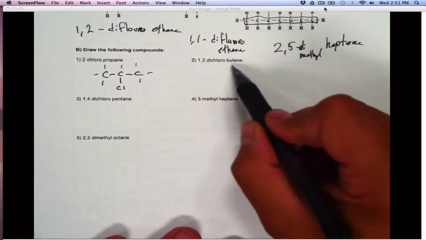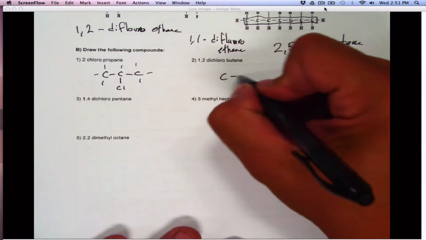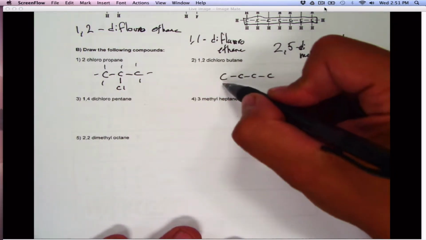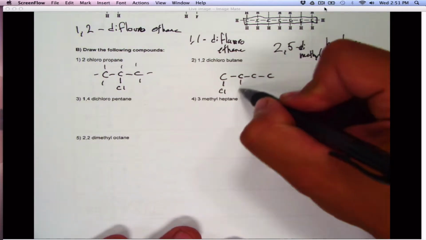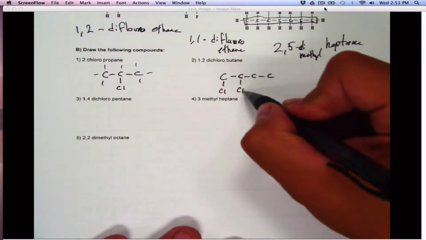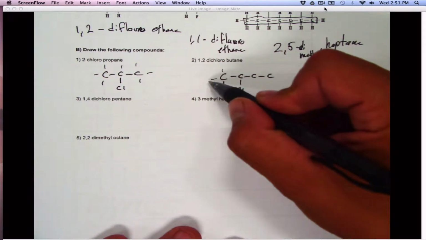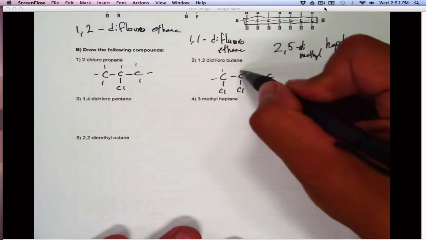A 1,2-dichlorobutane. Butane means there's 4 carbons. It's all single bonds. And then a 1-chloro, 2-chloro tells you which one is. Now these chlorines could be on the top, on the side, or the bottom. Doesn't matter where they are.